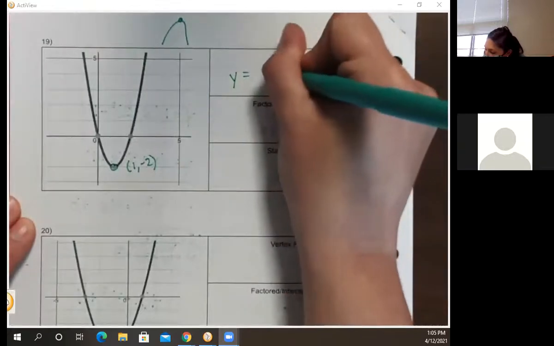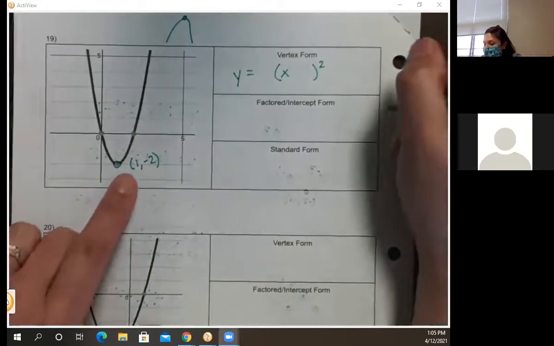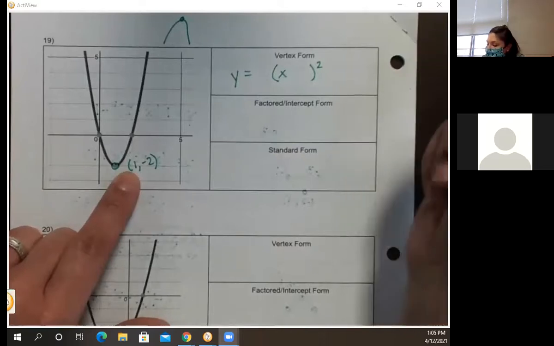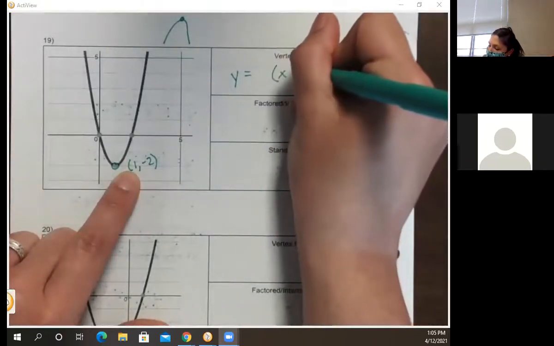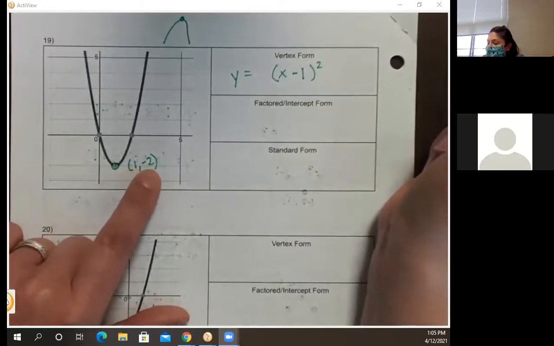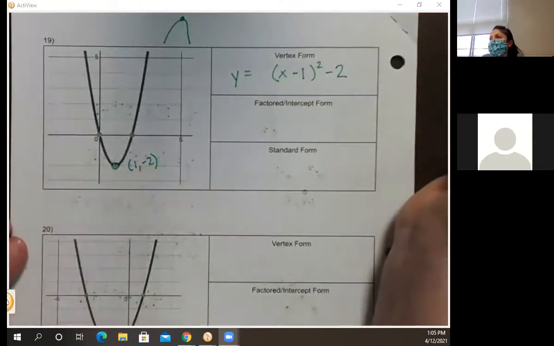I'm just going to set up what my vertex form should look like. If the x coordinate of my vertex is 1, that means I had to have x minus 1 squared. If the y coordinate of my vertex is negative 2, that means I had minus 2 at the end of my function.